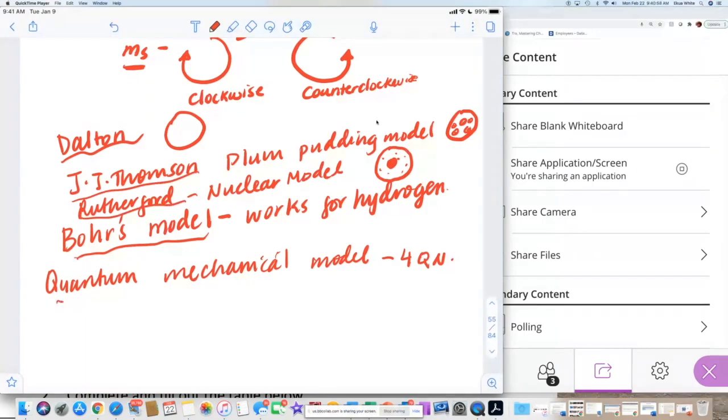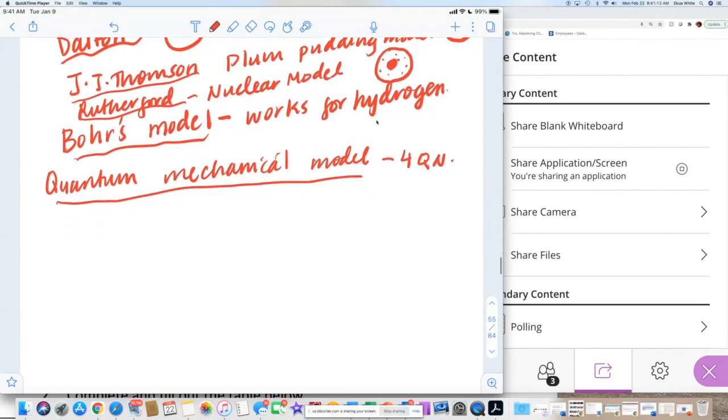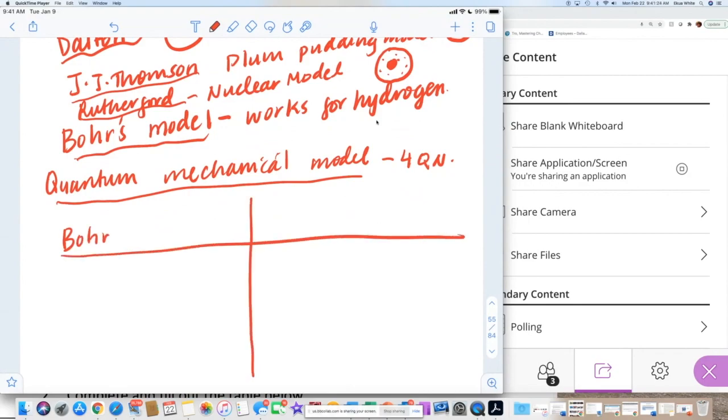Okay, so we have Dalton, we have JJ, we have Rutherford, we have Bohr's model. Then finally, we have the quantum mechanical model. Of all the preceding models, the quantum mechanical model looks the most like Bohr's model because it's a step above Bohr's model, right? Now, remember Bohr's model, the scientist Bohr saw electrons in orbit. So if we're going to do a compare contrast kind of thing, I'll write Bohr here on the left and what he saw. And the quantum mechanical model is not credited to one scientist because there are many scientists that came together to actually put that model together. So it's just called the quantum mechanical model, not assigned to one scientist.